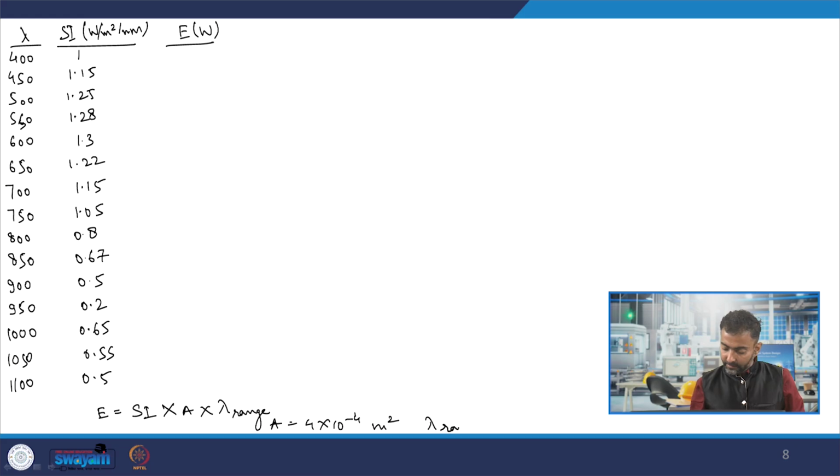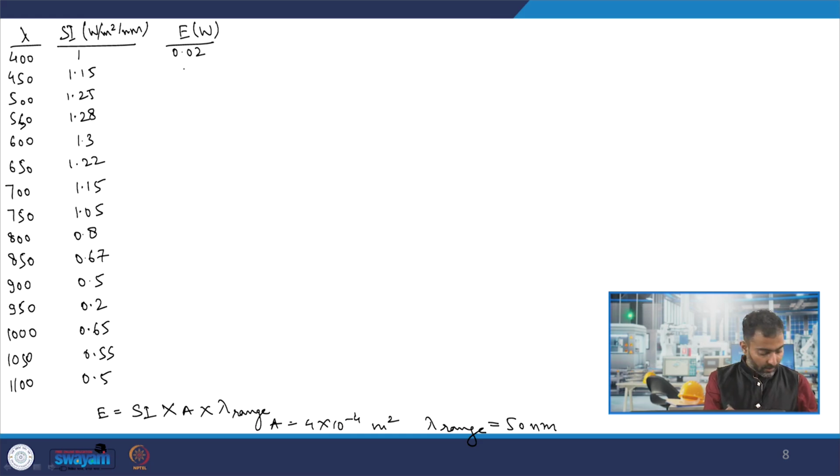The lambda range in this example is 50 nanometer, the width of the window in which my spectral intensity is constant. If I want to do it through a computer program, then I can take each nanometer separately, read the value for it separately, and program accordingly. Here we will take this assumption. So my energy at a given lambda is spectral intensity multiplied by area multiplied by that particular lambda range. We have taken uniform slices of 50 nanometer each for each of these wavelengths. So the energy comes out to be around this value.